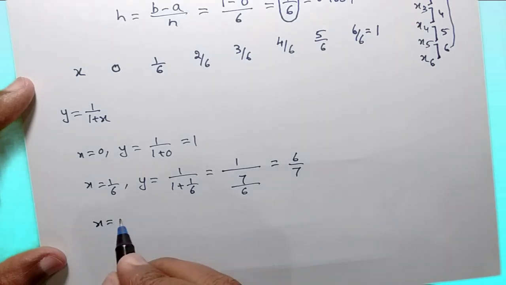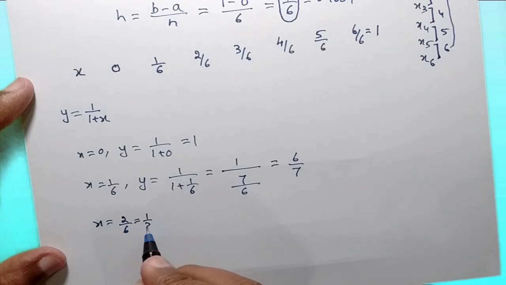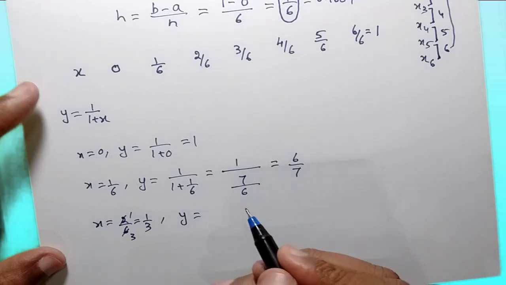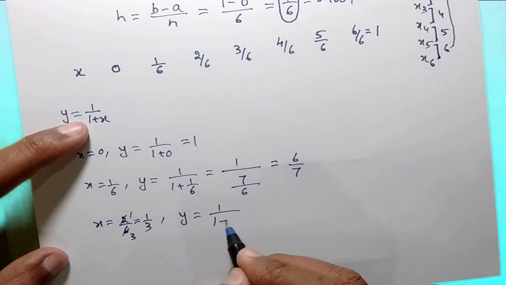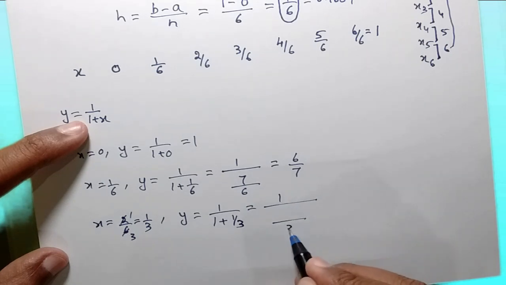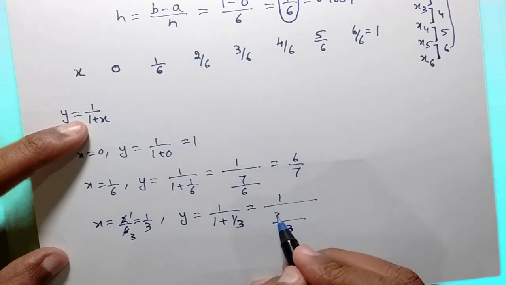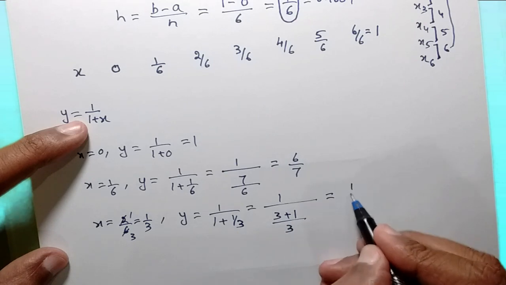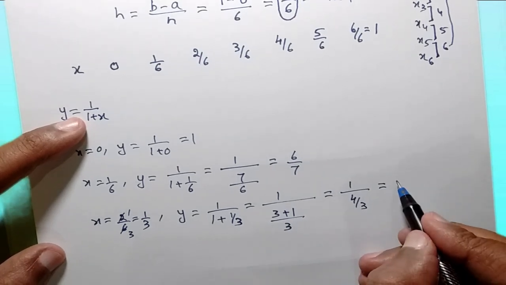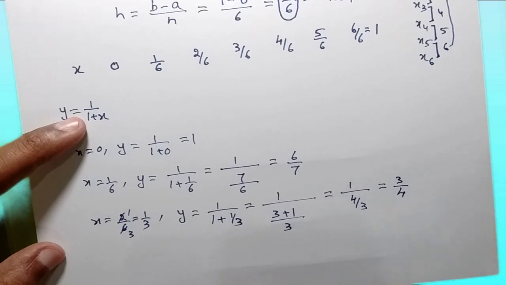When x is equal to 2 by 6, alright, 2 by 6 can be written as 1 by 3. You just cancel out. So what will be the value of y? The y value over here is 1 by 1 plus x, where x is 1 by 3. So if you take the LCM as 3, 3 times 1 will be 3, so 3 plus 1. So it is 1 by 4 by 3, or if you take the reciprocal, it becomes 3 by 4.